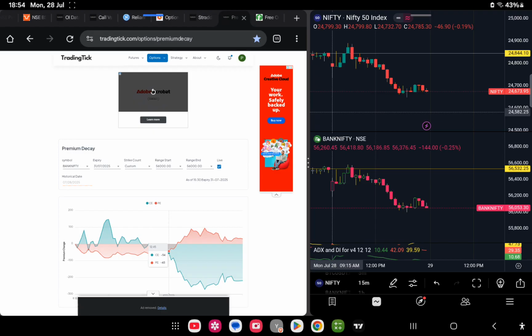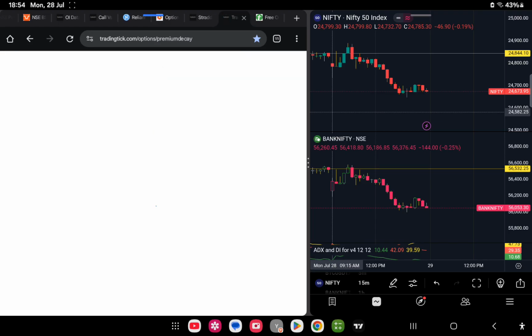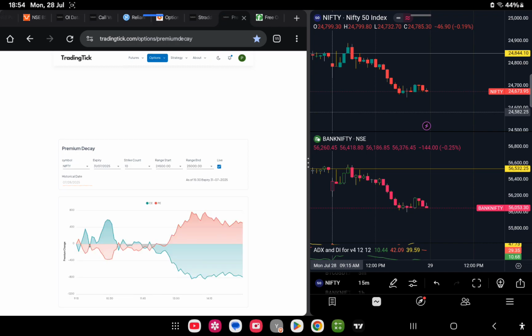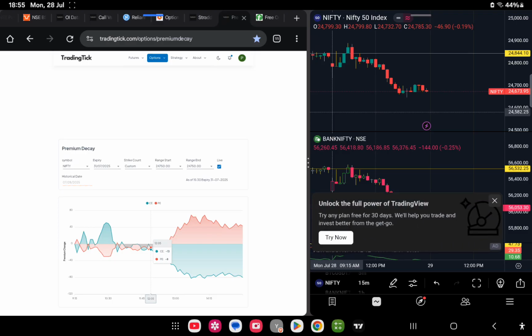Okay, now I'll check for Nifty. Nifty open was 24,750, so we'll take 24,750 on both sides. So you could clearly see markets were sideways up till 12, and then after that it slowly began to be favorable for the buyers, but at the end sellers were winning because the decay was very fast.